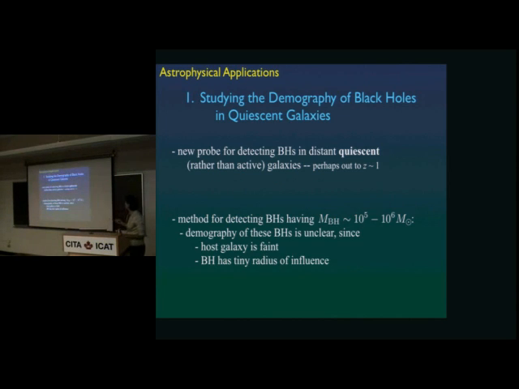So tidal disruption flares offer a new probe, a new way of detecting black holes in distant quiescent rather than active galaxies, perhaps as far out as redshift 1, as we'll see. And maybe give us insights into the mass of the black hole. And in particular, it can give us information about black holes having masses in the lower mass range of 10^5 to 10^6 solar masses, where we otherwise don't have very much information. The demography of these black holes is unclear because their host galaxies are faint and the black hole has only a tiny radius of influence.